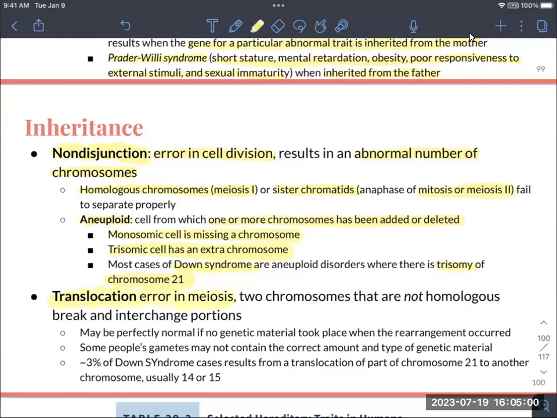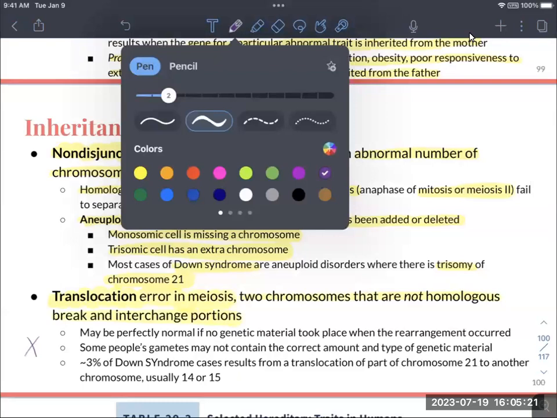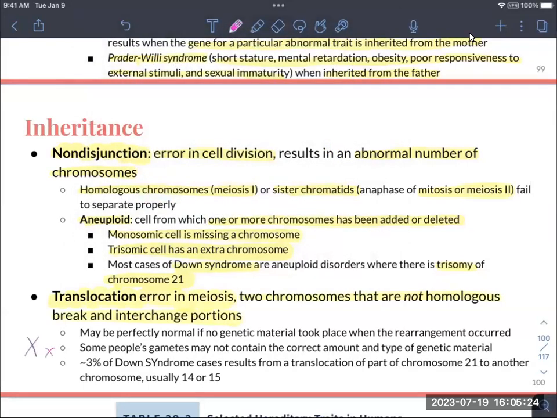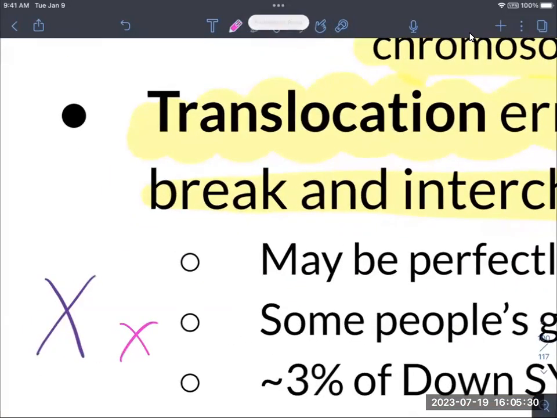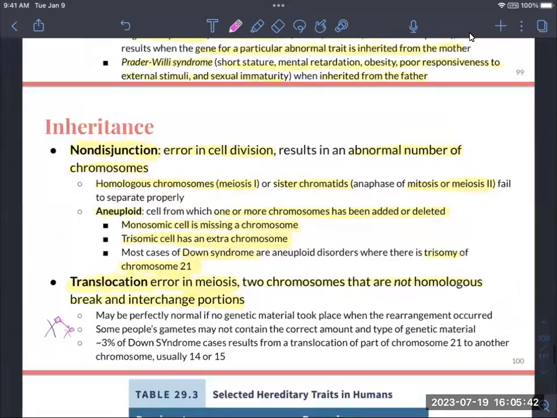Translocation is an error in meiosis. These two chromosomes that are not homologous, they're not the same, break and interchange different areas. So during this translocation, we have these different chromosomes. I'm going to draw them in different colors here. Now that I did that, I need to make them larger. So this area and this area are going to switch with each other. That's what this is talking about.